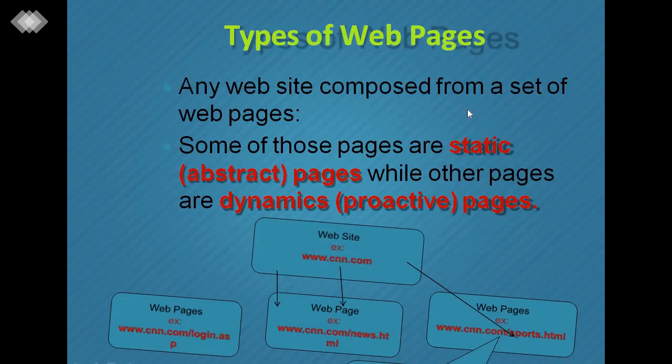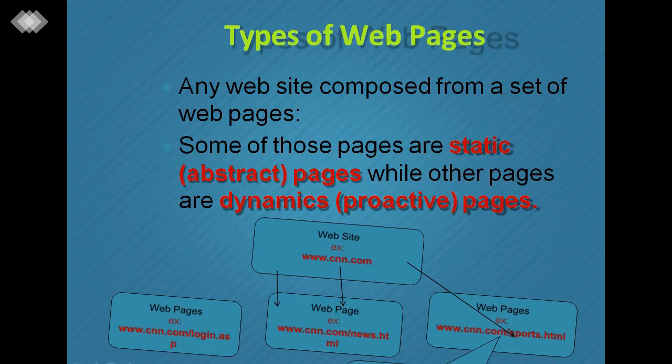Now, types of web pages. Any website is composed of a set of web pages. Some of those web pages are static, that are abstract pages, and the other pages are dynamic, they are proactive pages. So we can say web pages can be classified into two types, static and dynamic. The static pages are called abstract pages, and the dynamic pages are called proactive pages.